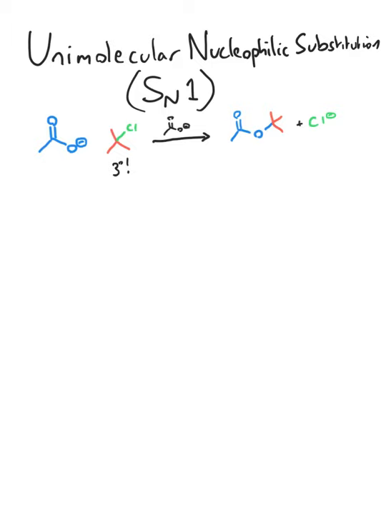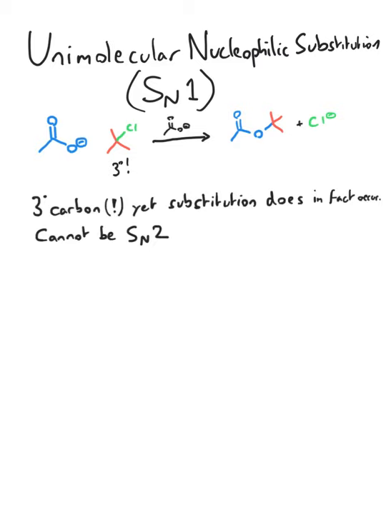At first you'd say SN2 can't happen because it's a tertiary carbon, but it turns out the reaction occurs anyway to form this ester and to form chloride anions. Since it's a tertiary carbon, it cannot be SN2, yet a substitution is occurring and it must be something else.